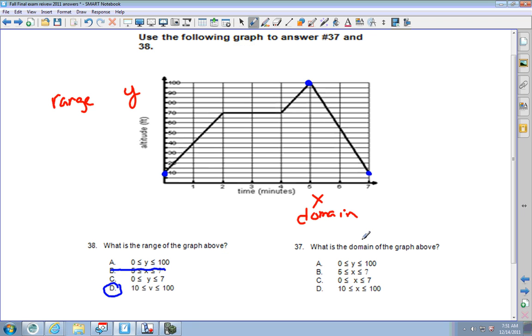The next one, I know that domain is x. X is going across here. The y's cancel out, right? But y is not the domain, so you would cross it out. And I would start at 0, and my data goes all the way to 7. So your answer would be C.